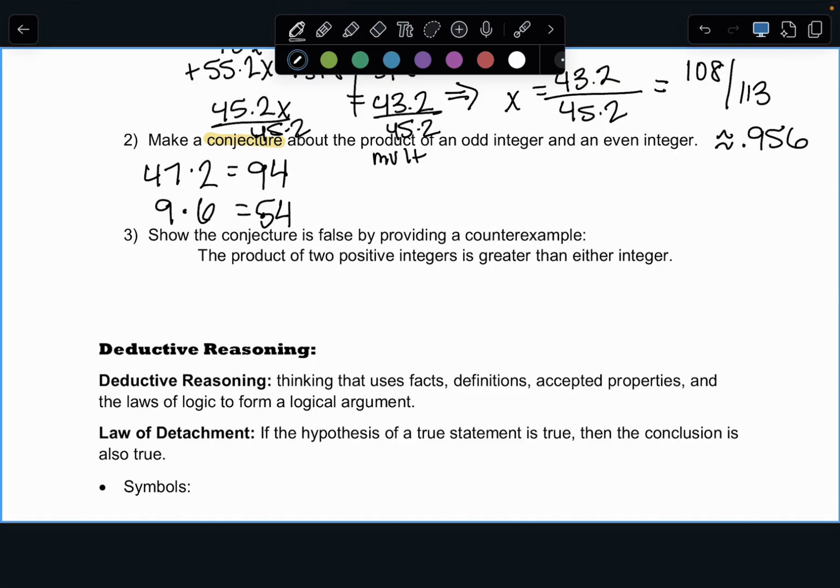Let's do 2 more examples so we can get a good idea. Give me an odd number. 17. Give me an even number. 4. 17 times 4? 68. Let's do one more. Reagan. 3 for our odd number. Give me an even number.